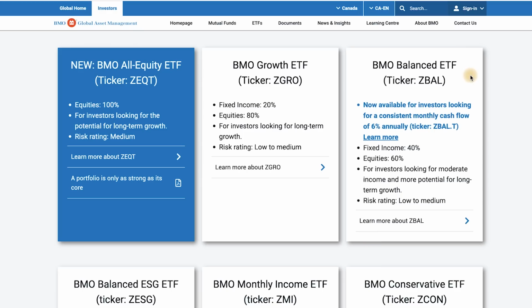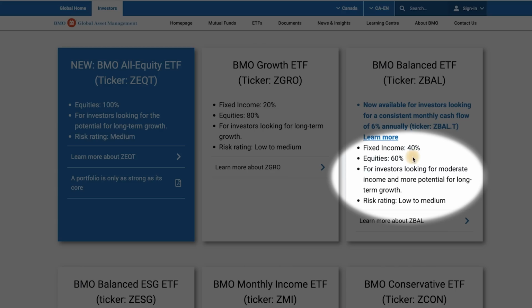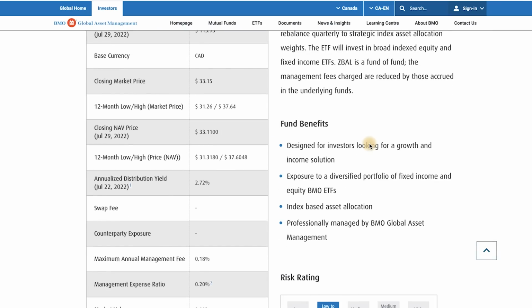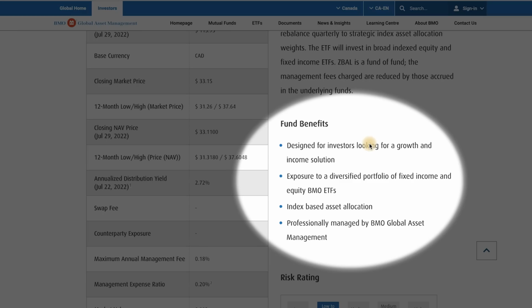Okay, next, let's take a look at the BMO Balanced ETF, ZBAL. So as you can see here, its asset allocation is 60% equities and 40% fixed income. So just taking a look at its fund benefits, this ETF is designed for investors looking for growth, but also income. So what this means is it's appropriate for an investor that wants to grow their capital, but not as aggressively as someone who would invest in ZEQT or ZGRO.